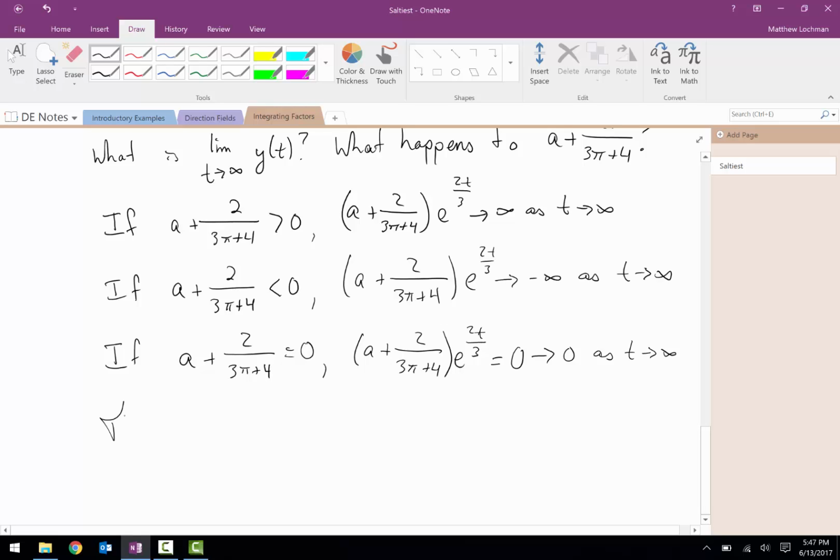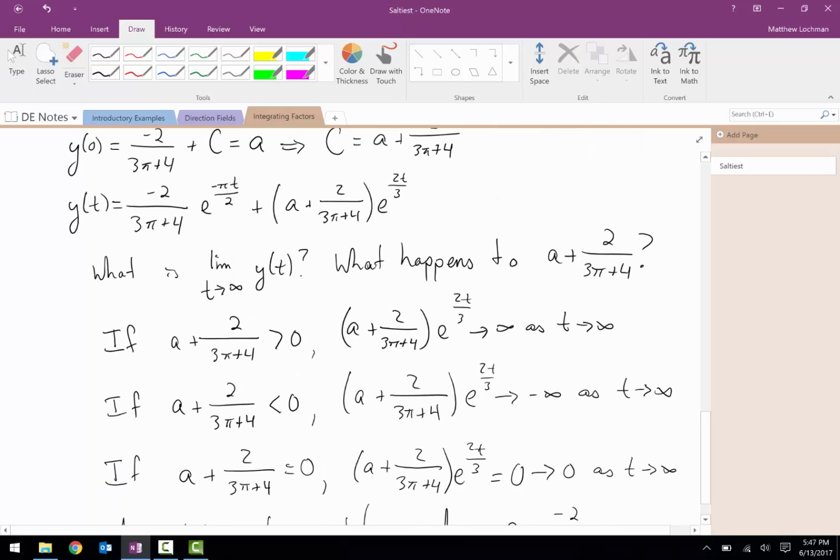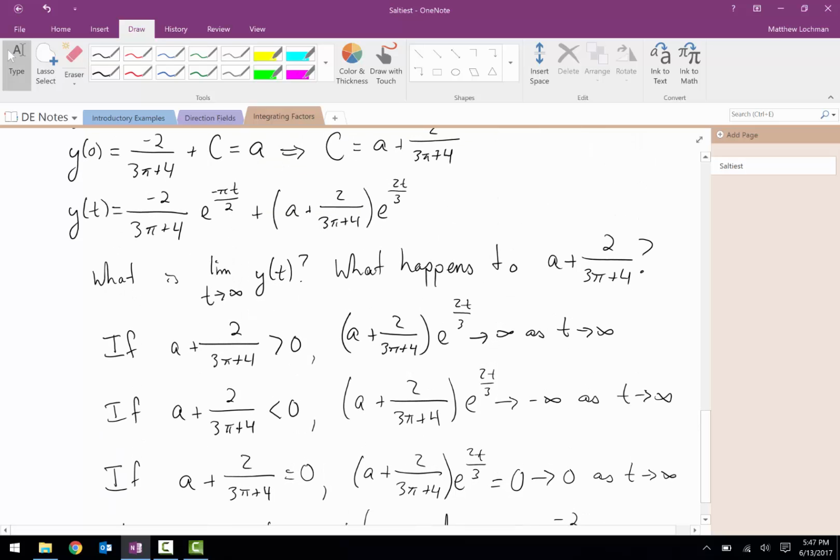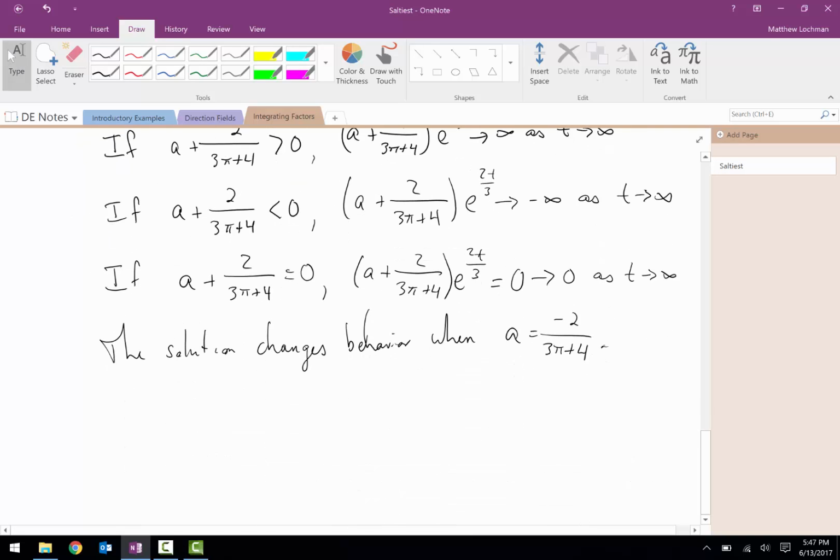So the idea is that the solution changes behavior when a is negative 2 over 3 pi plus 4. In other words, the value of a that makes that coefficient equal to 0. Okay, and that function is going to separate the solutions that go to positive infinity from the solutions that go to negative infinity. It itself will converge to 0 because the first term and the second term then will go to 0.